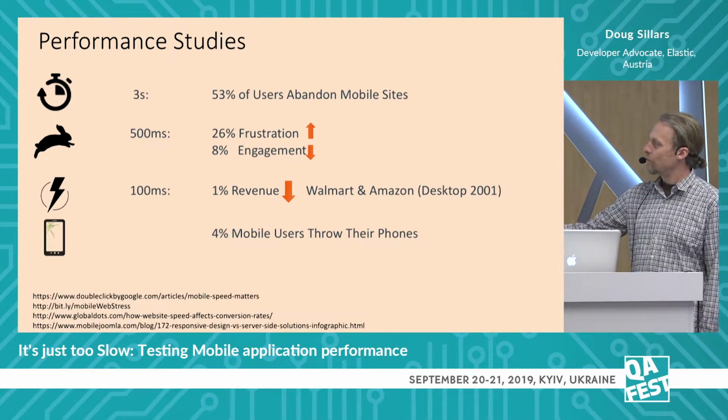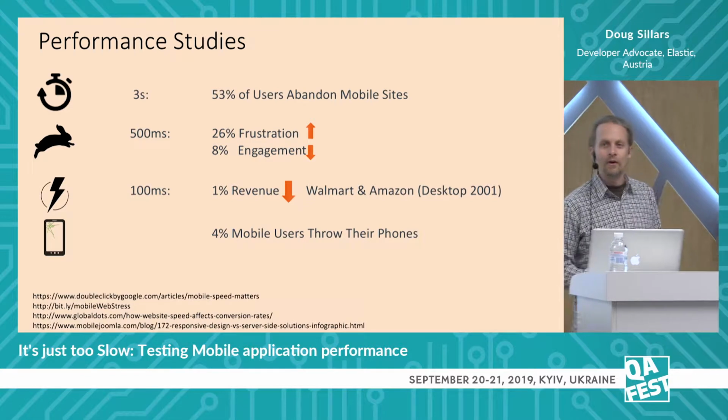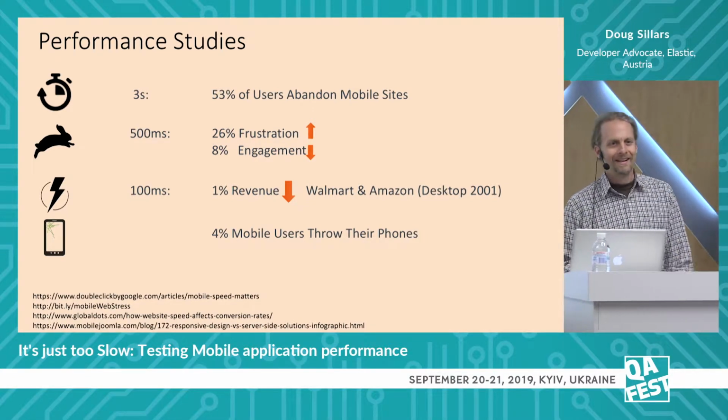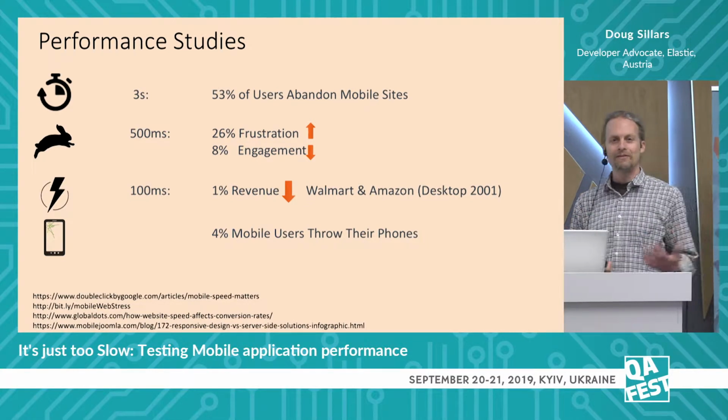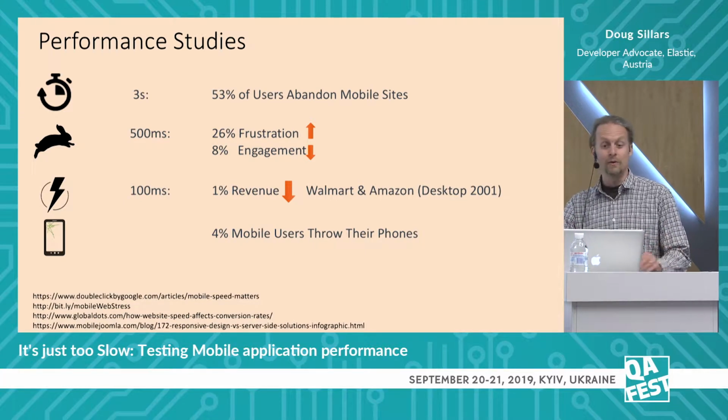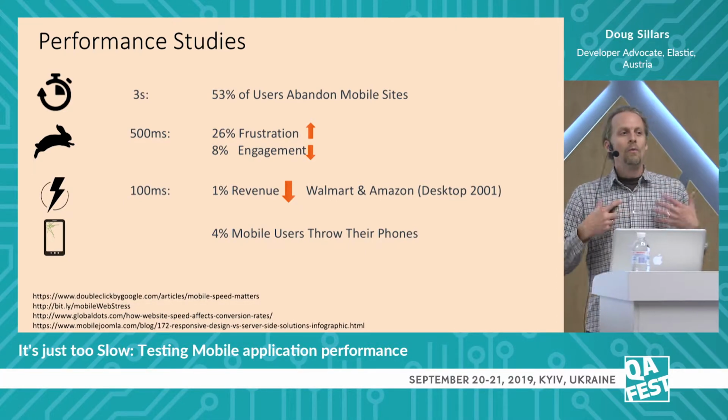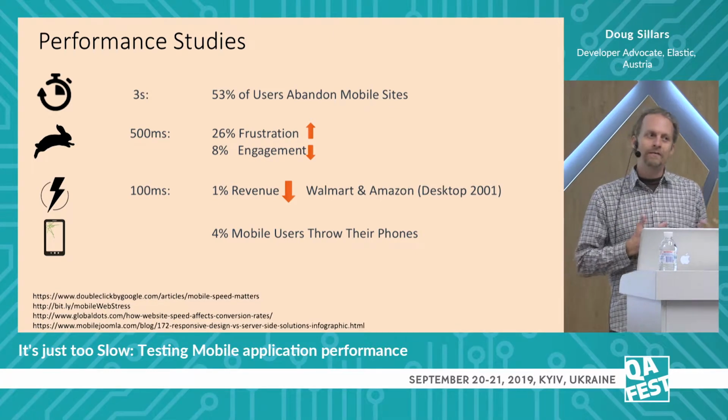My favorite stat is 4% of mobile users admit to throwing their phones when there's a slow mobile experience, right? So when you see people on the bus with a broken phone, like, hopefully it's not your website or your app. So what are we going to do? Like, how do we find out if our app is slow?